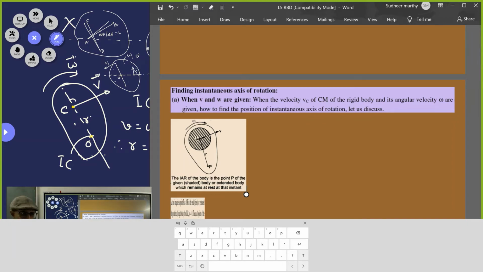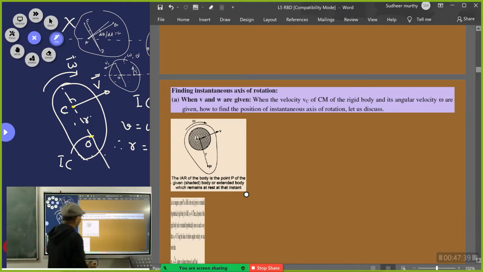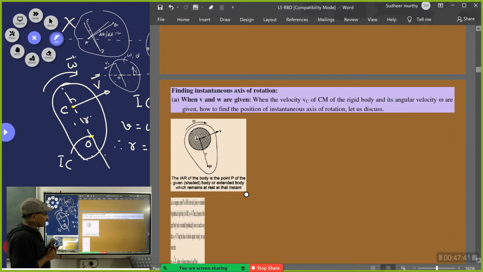Yes, it can be above also. You are right. Nice question. Now somebody would like to comment on what she has told here: why it can't be up? Sir, omega dash. The sense of rotation will be opposite, sir, if we take it above the center of mass. Got it?